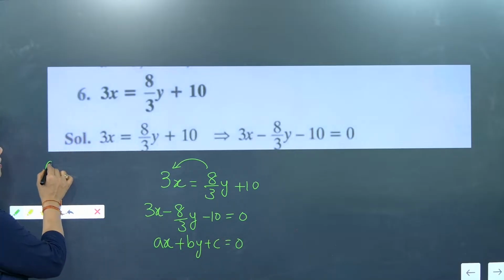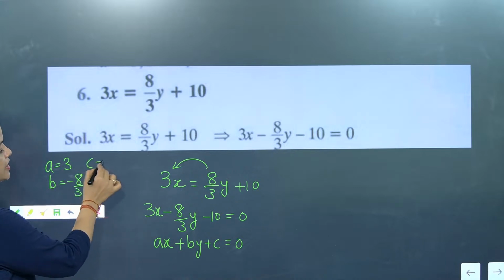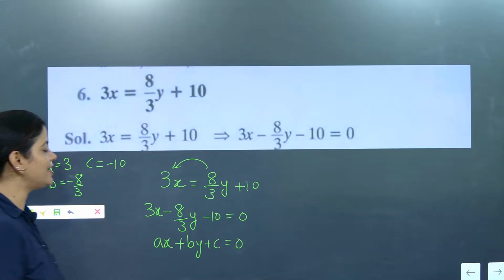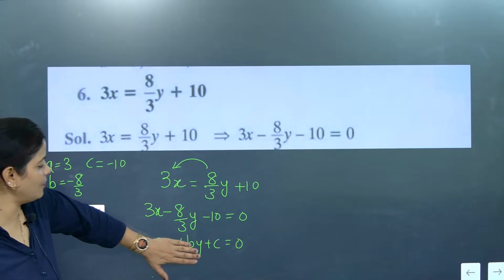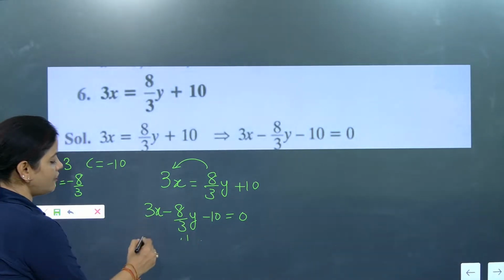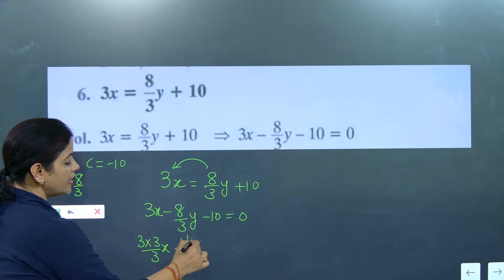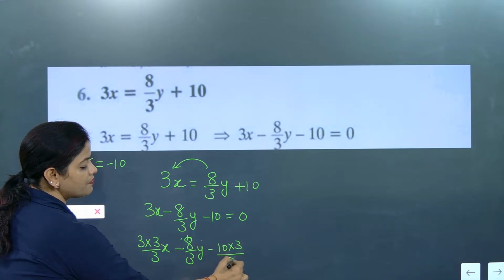What is a here, beta? 3. What is b here? Minus 8 by 3. What is c here? Minus 10. So this is one way of writing the answer, beta. We can write the answer in one more way. We can take the LCM also. So I am removing this section and I am going to do one more thing. This 3 will multiply with 3 up and 3 down. 8 is already having 3 down. 10 will multiply with 3 up and 3 down.